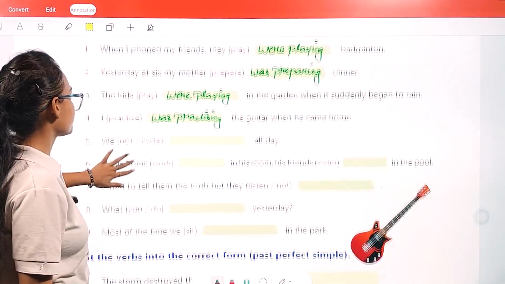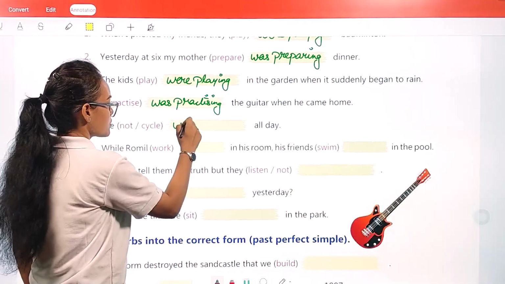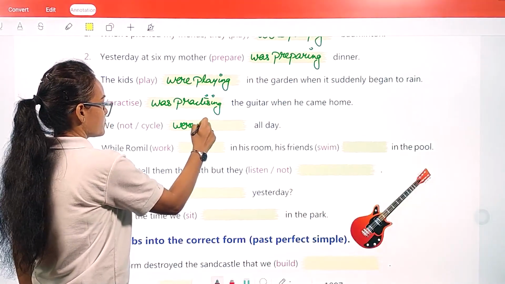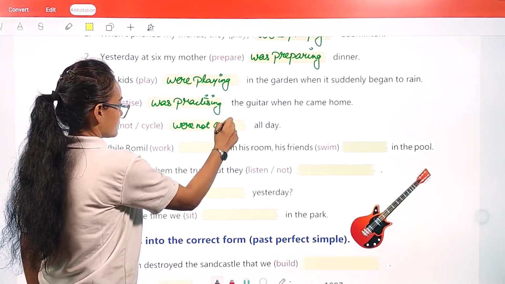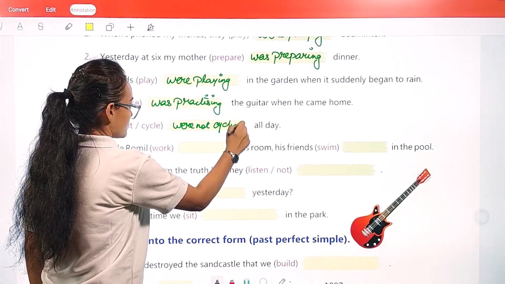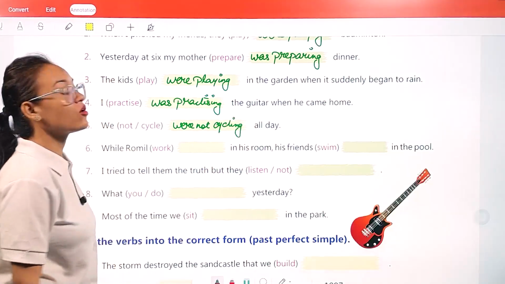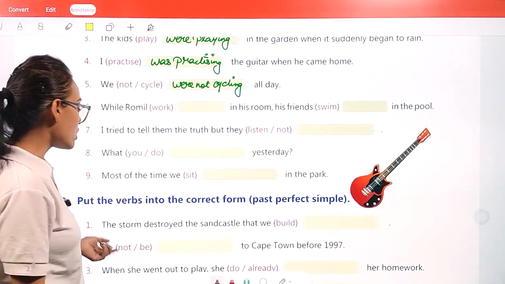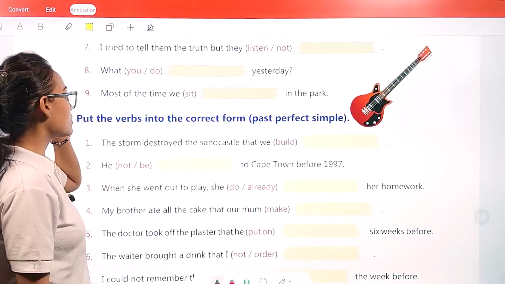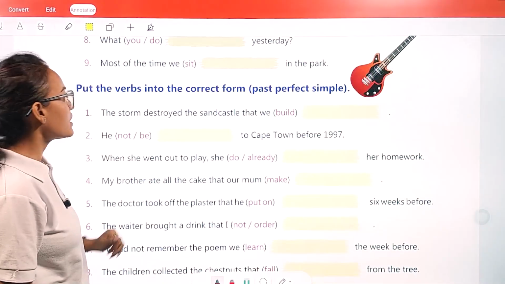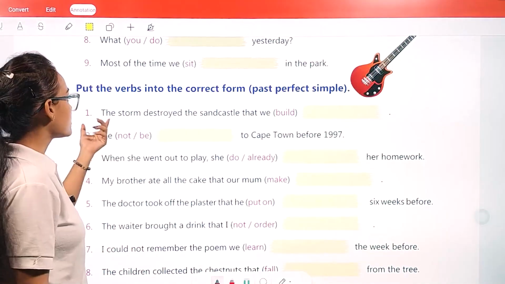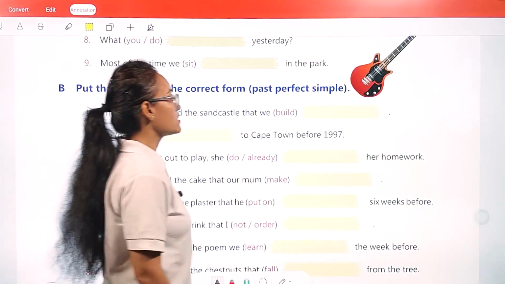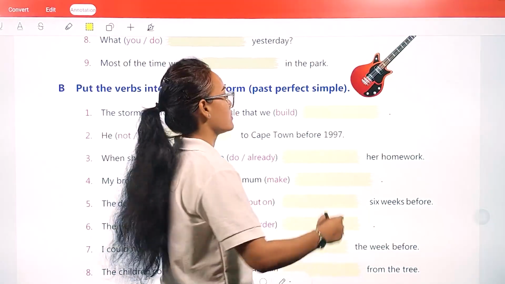Okay, we were not, okay, we were not cycling all day. Similarly, the rest of the you are going to complete with your own. Now, we put the verb into the correct form, that is past perfect simple. Okay, the storm destroyed the sand castle that we built.